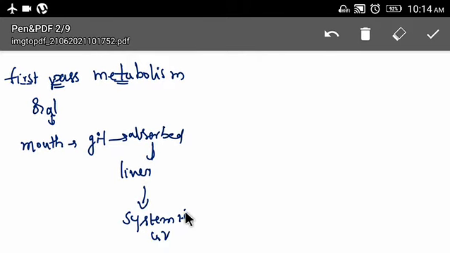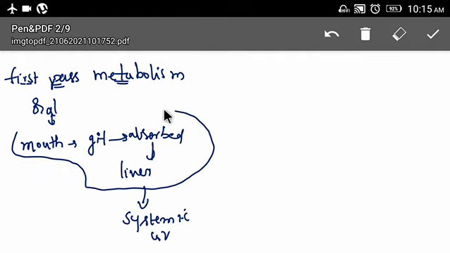When you give orally, the drug passes first through the GIT, from the GIT it gets absorbed, from there it goes to the liver, and from the liver to systemic circulation. If there is any metabolism of the drug in this area, from mouth to liver, then that metabolism is called first pass metabolism.